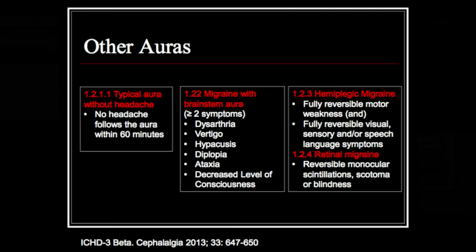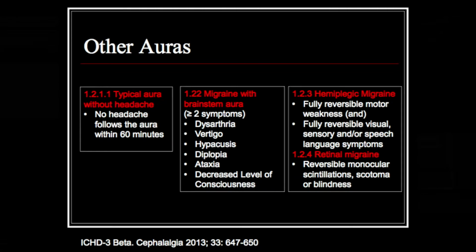There's also something called migraine with brainstem aura, which is 1.22. This used to be what we called basilar type migraine. They've now renamed it and say there's a brainstem aura, although I think, frankly, there's very little evidence that there actually is an aura in this. But this is what it's called, where you have to have two other symptoms along with your migraine. So you have to have either a dysarthria, vertigo, hyperacusis, diplopia, ataxia, or some decreased level of consciousness. So you have a lot of basically vertebrobasilar symptoms along with the migraine.